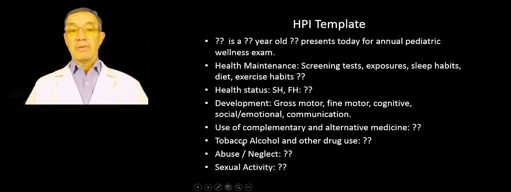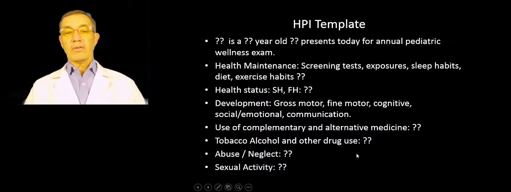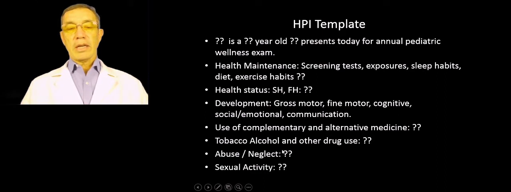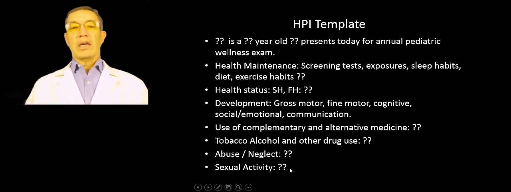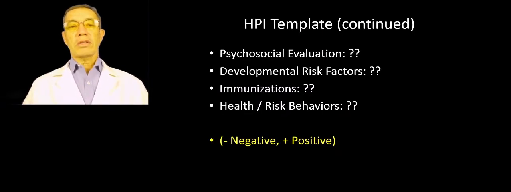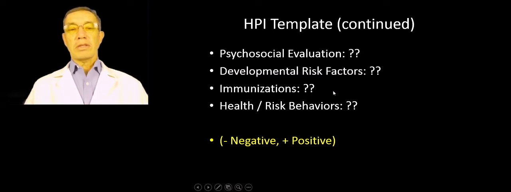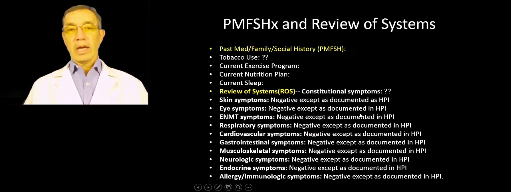Obviously, we're hoping that they don't use any tobacco, alcohol, or drug use, but you need to look at that. Is there any sign of abuse or neglect? And are they having any sexual activity? Obviously, that's inappropriate in the younger children. How is their psychosocial evaluation, developmental risk, immunizations, and their health risk behaviors?